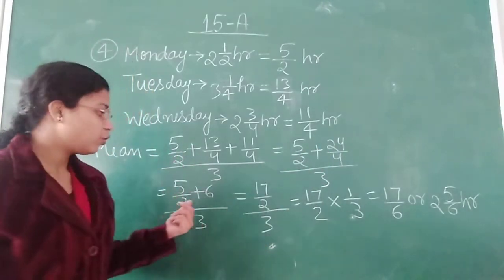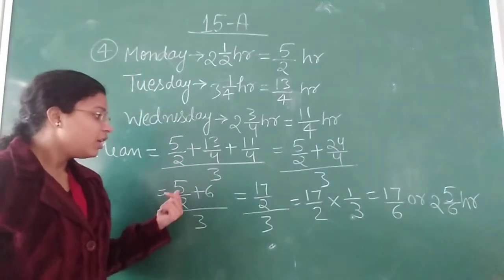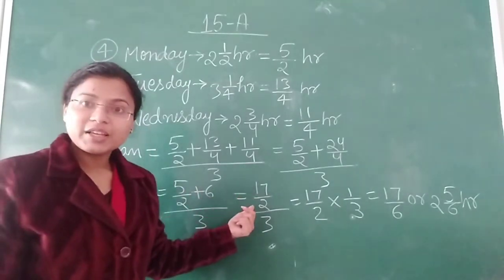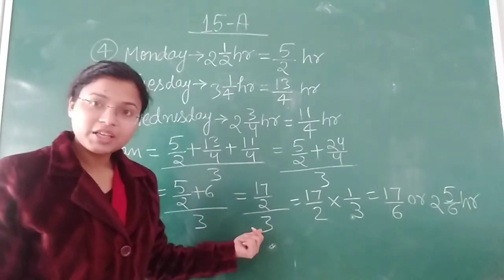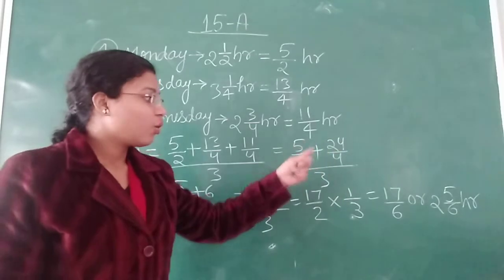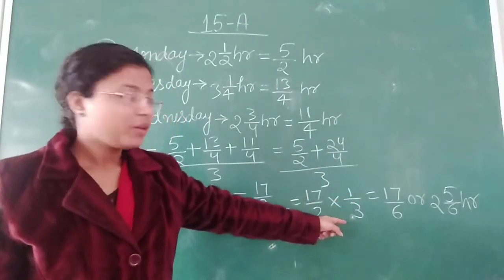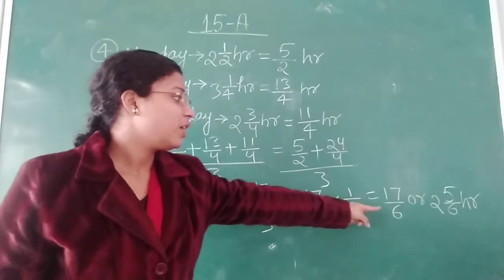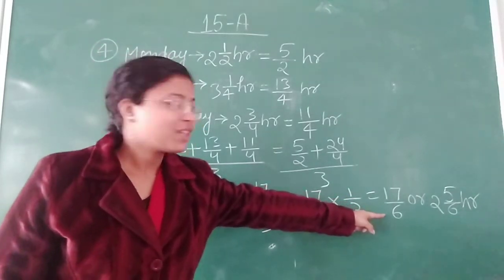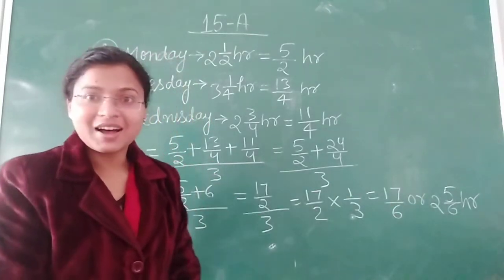So 5 by 2 plus 6, upon 3. Now when you take the LCM, you will get 17 by 2 upon 3. This 3 will turn and become the denominator and 1 will become the numerator, which will give you 17 by 6 or 2 whole 5 by 6 hours.